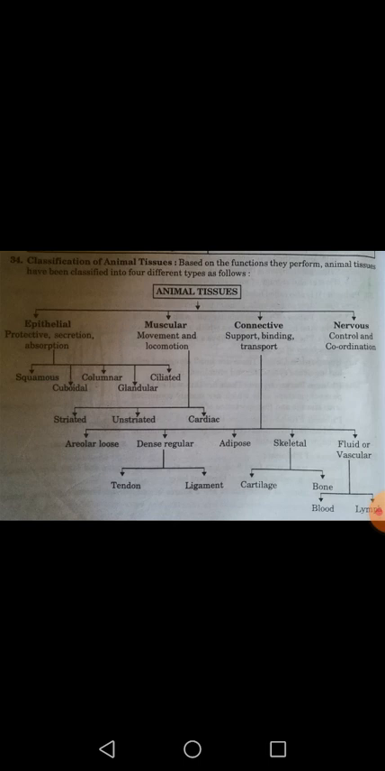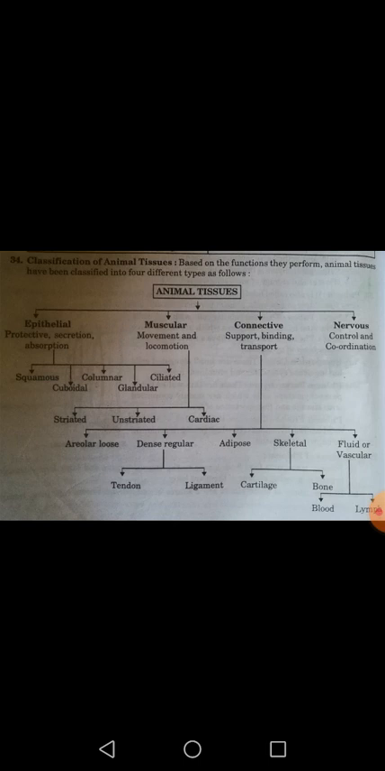Now these four tissues are further classified into various subtypes. Initially I am going to discuss epithelial tissue. Based on shape as well as function, the epithelial tissue is classified into five types. The first one is squamous, the second is cuboidal, the third is columnar, the fourth is glandular, and the fifth is ciliated. What are these? We will discuss them later in the next videos, where I will tell you about their function and structure.